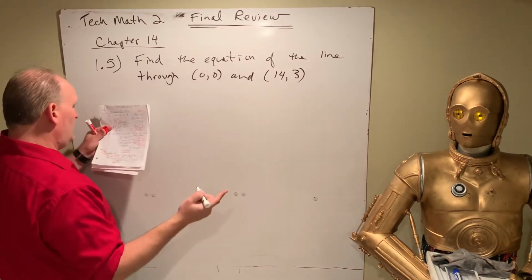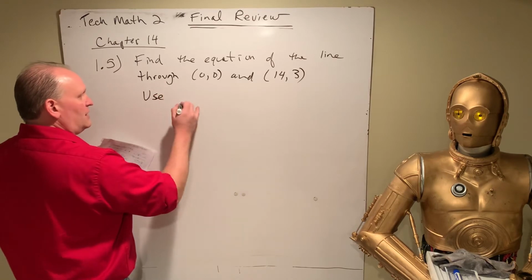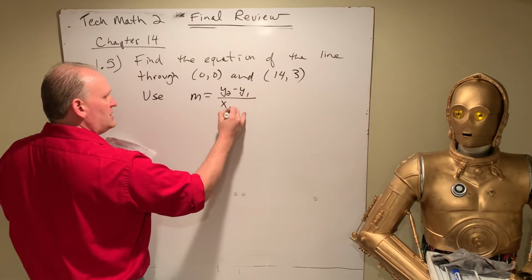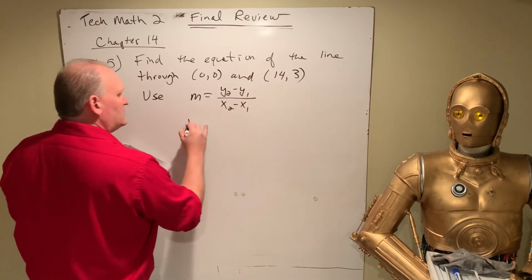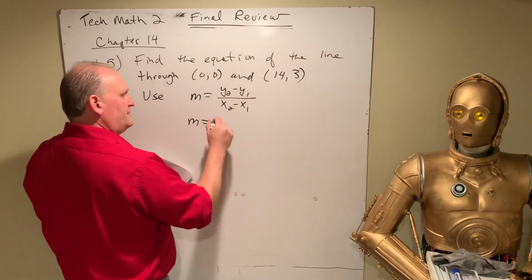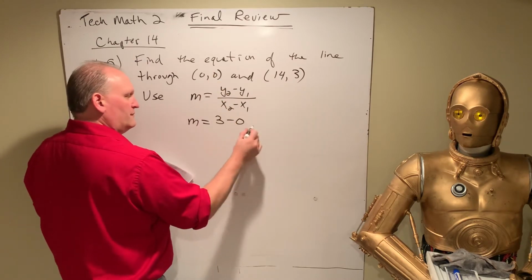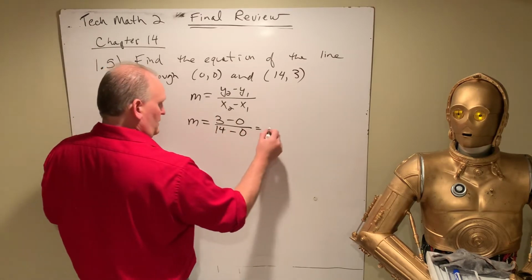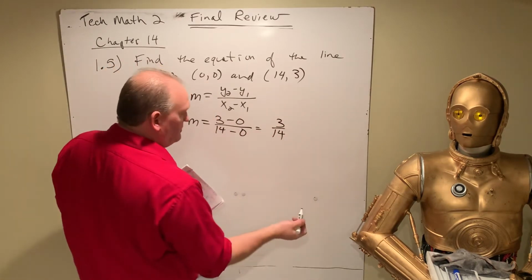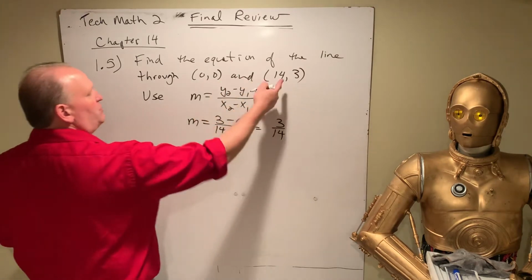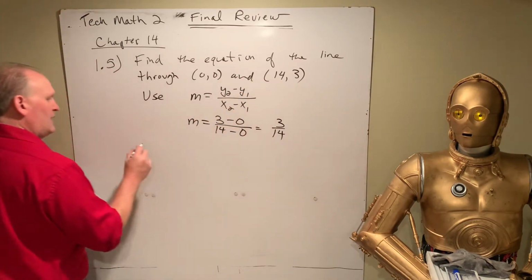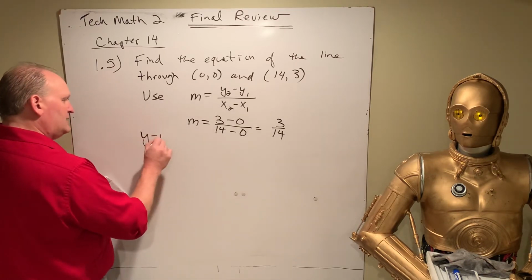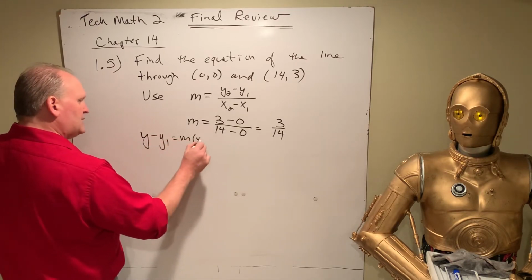All right, so first we're going to use our slope formula. That is the change in y over the change in x, rise over run. And so here goes. 3 minus 0 over 14 minus 0. So 3/14. So now we have the slope. We have the slope and we have 2 points, but we only need 1 point because now we're going to use the y minus y1 equals slope times x minus x1.